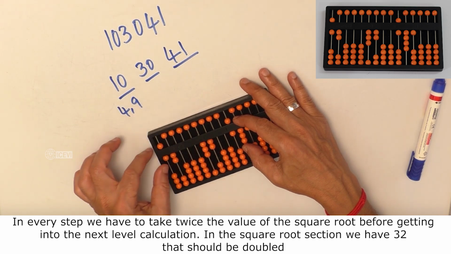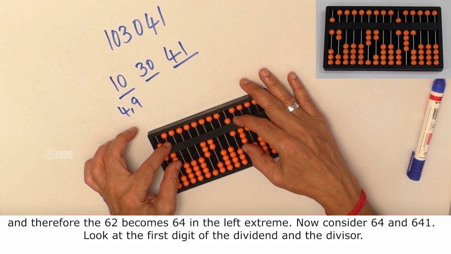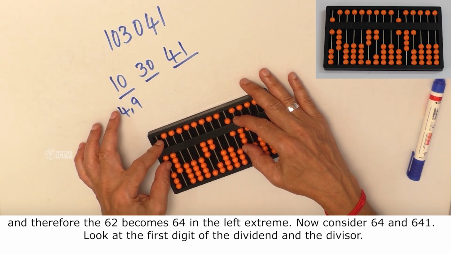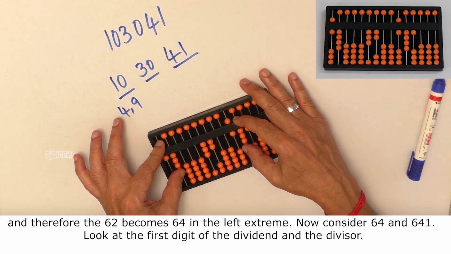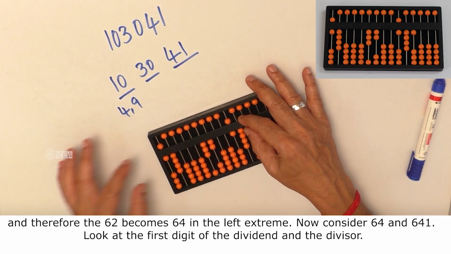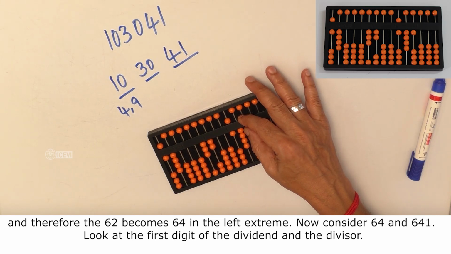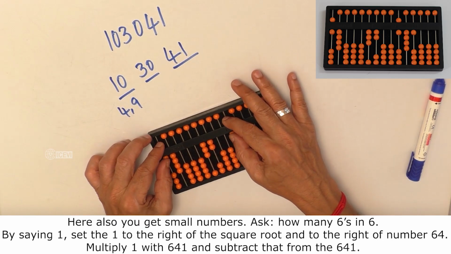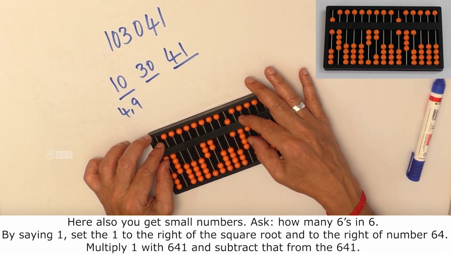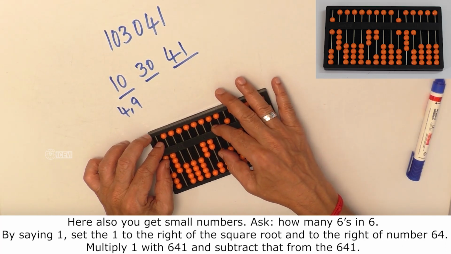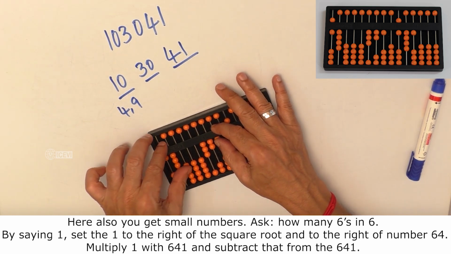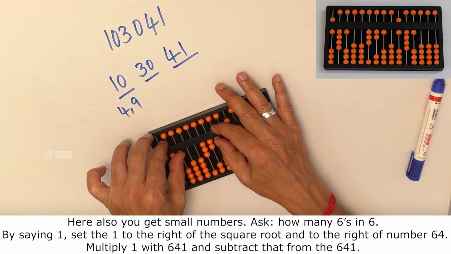In the square root section, we have 32. That should be doubled, and therefore the 62 becomes 64. That should be set in the extreme left of the abacus. Now consider 64 and 641. Look at the first digit of the dividend and the divisor. Here also you get small numbers. Ask how many 6s in 6 by saying 1. Set that 1 to the right of the square root and to the right of the number 64.